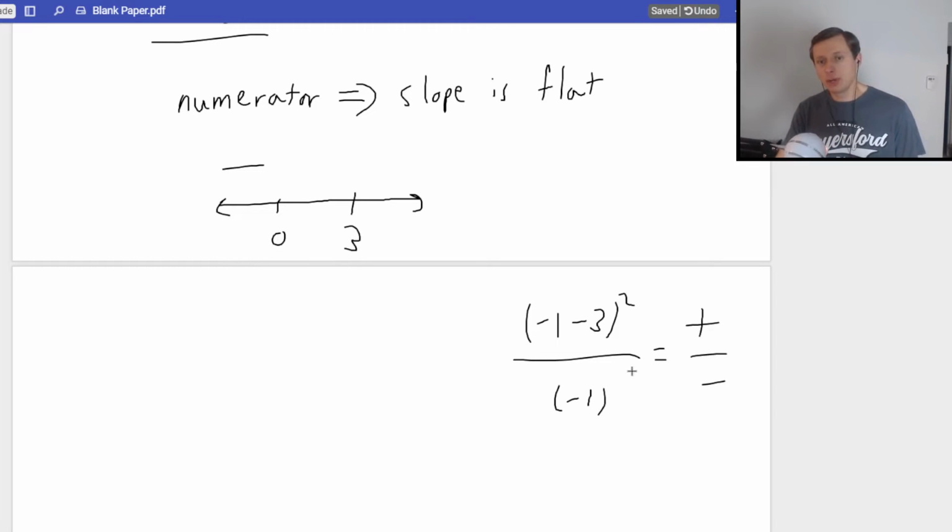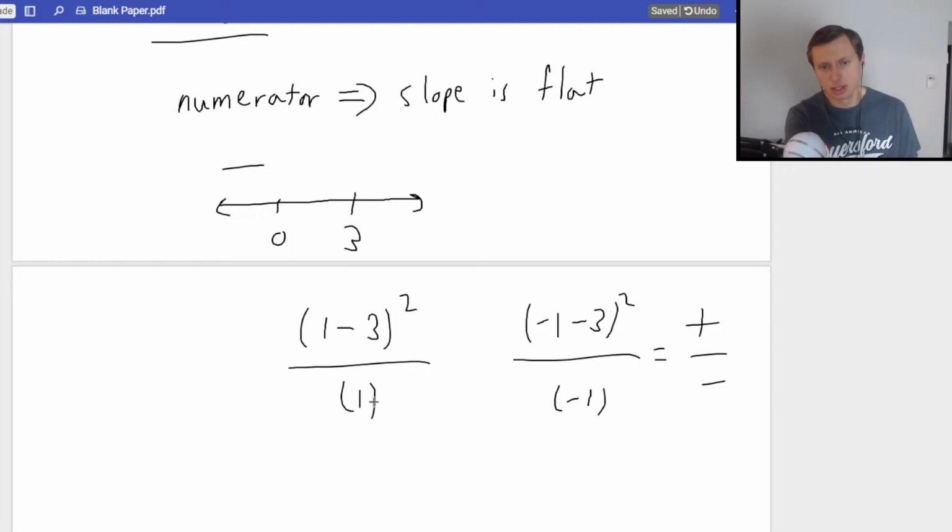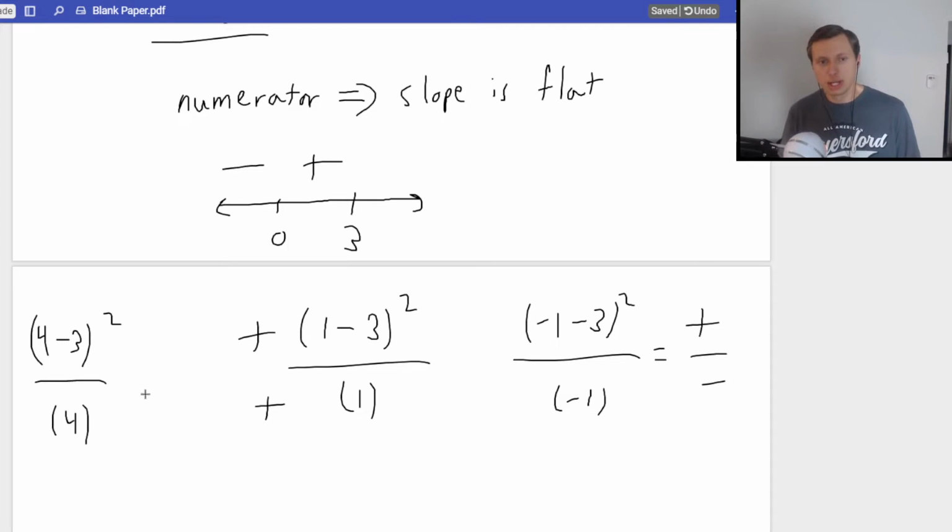Okay, then I plug in a point like positive 1 here. So positive 1 minus 3 squared over positive 1 now. So notice that's going to be negative 2 squared in the numerator, so positive 4, divided by now a positive in the denominator. We get a positive there. And then I just need to plug in a point greater than 3, like positive 4. I get 4 minus 3, quantity squared, over positive 4. It's going to be positive over positive again. So positive in that region.